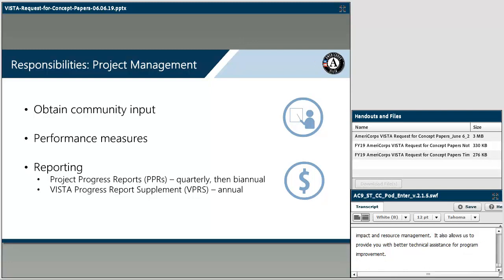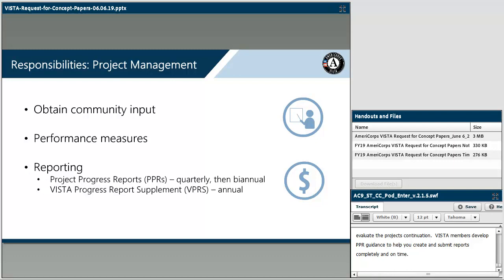There are several reports that will help you manage your project and inform VISTA headquarters about the project's successes and needed improvements. The Project Progress Reports, or PPRs, are completed on a quarterly basis for the first year of your project. Each report should build upon the previous one. After your second year, PPRs are typically semi-annual, and a transition to that reporting frequency is at the discretion of CNCS staff. The PPR information will be part of your project's official record and will be used to evaluate the project's continuation. VISTA develops PPR guidance to help you create and submit reports completely and on time.